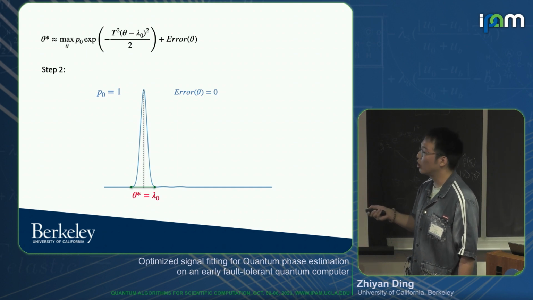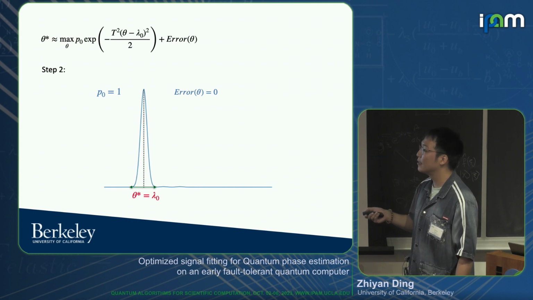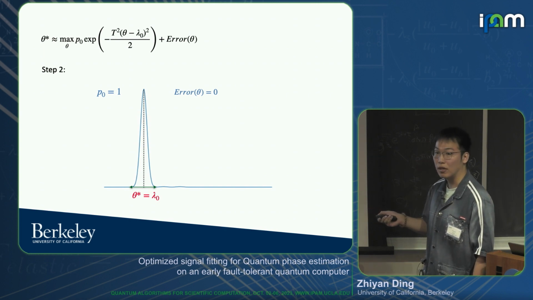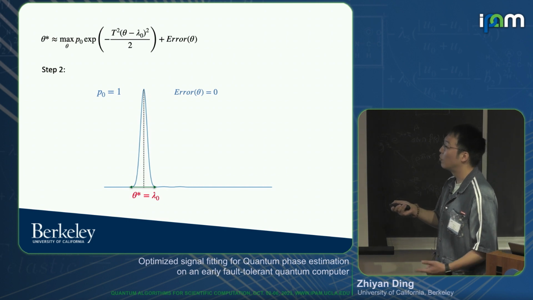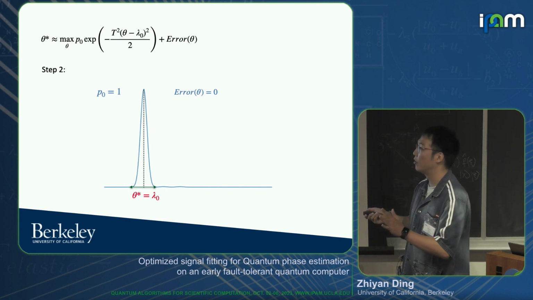And if I try to draw the landscape of my loss function, you only have a single peak. And then the maximum point of this loss function is exactly at theta star equals lambda 0, right? So for this case, we will get an exact solution without any error.